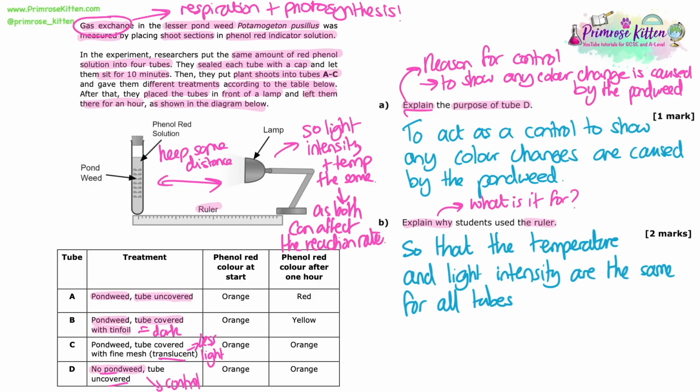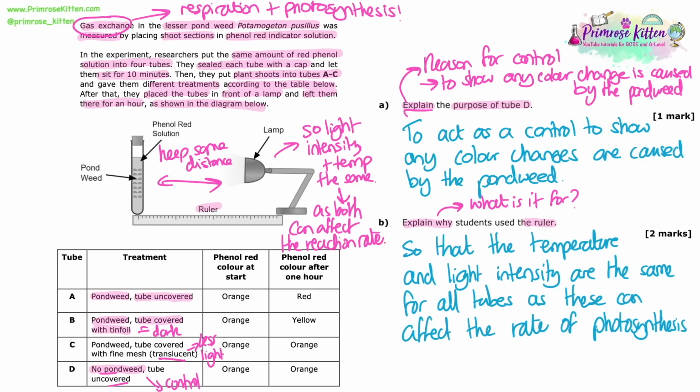So that the temperature and light intensity are the same for all tubes, as these can affect the rate of photosynthesis. And you can see respiration here as well. As long as you've got temperature and light intensity in there, then even if you just didn't mention respiration in the second part, that's fine. But you have to mention temperature at some point in your answer to get both of the marks.